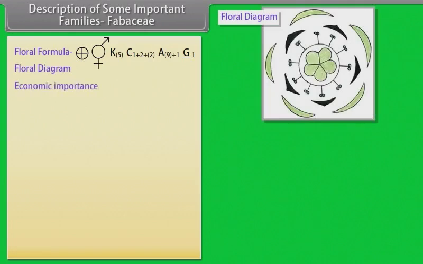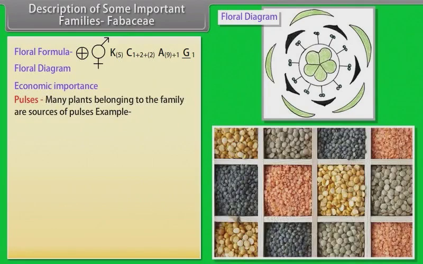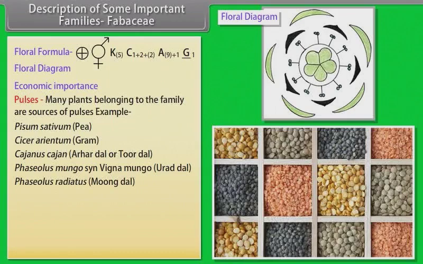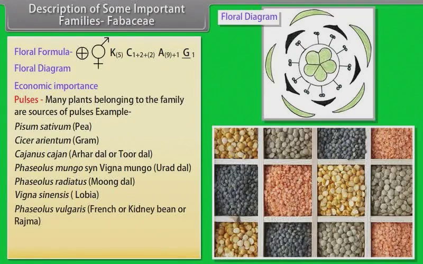Economic importance. Pulses. Many plants belonging to the family are sources of pulses. Example: Pisum sativum, pea. Cicer arietinum, gram. Cajanus cajan, arhar dal or tur dal. Phaseolus mungo, Vigna mungo, urad dal. Phaseolus radiatus, mung dal. Vigna sinensis, lobia. Phaseolus vulgaris, French or kidney bean or rajma. Lens esculenta, masoor dal. Lathyrus sativus, khesari dal.